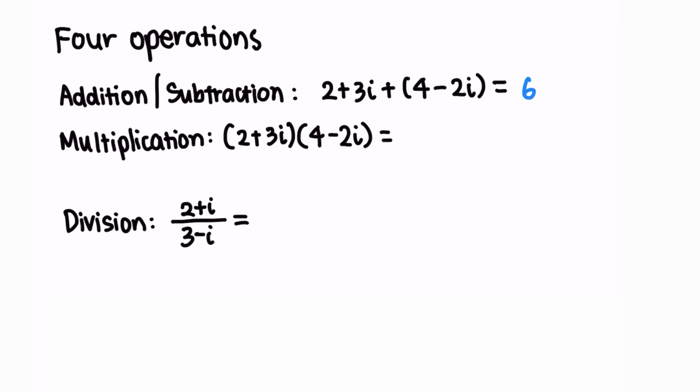And then we'll add up the imaginary parts, which is 3i minus 2i. And this will net us i. So we get 6 plus i. Okay, simple enough. Let's do multiplication.